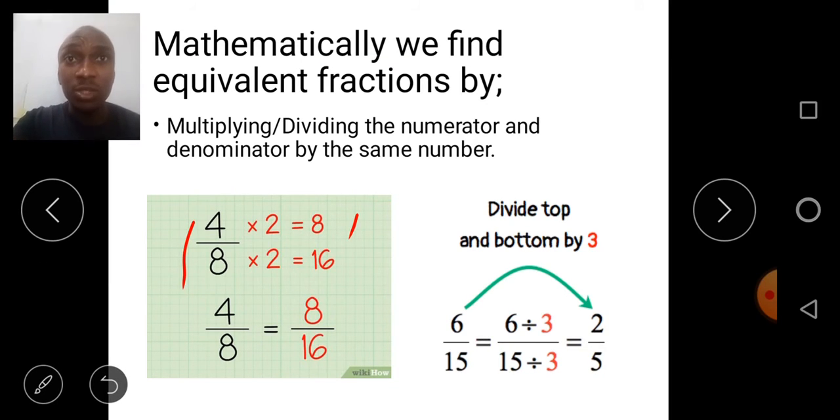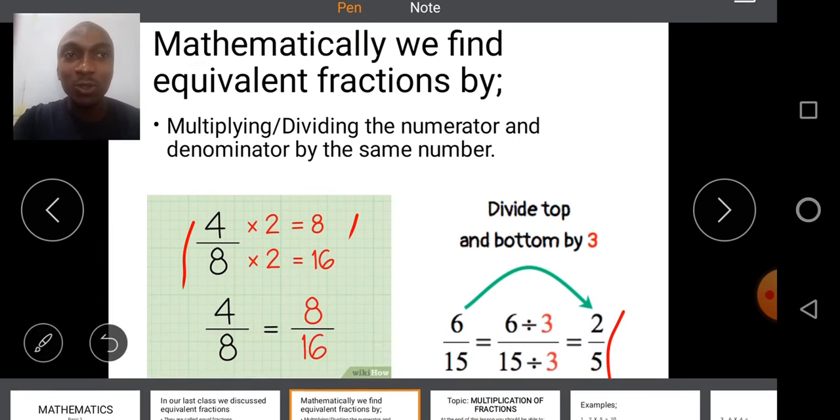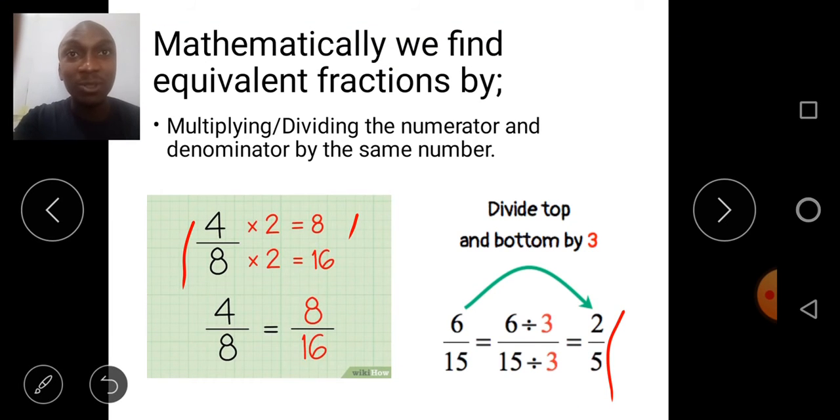But by dividing, which is where I noticed that some of us had issues with last week, the equivalent fraction is a smaller number. So we have 6 over 15 and 2 over 5. So how do we get 2 over 5 in this case? We divided by 3, right? So 6 divided by 3 gave us 2, and 15 divided by 3 gave us 5.